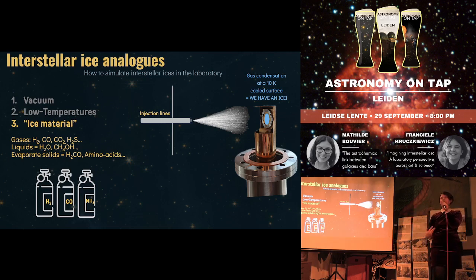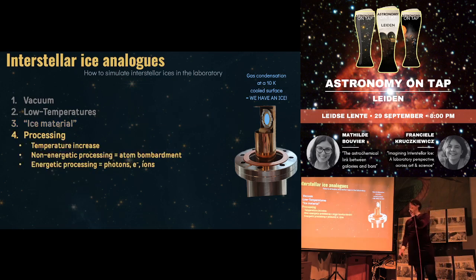And so the ice material that I have to deposit is a mix of gases. So you can have molecular hydrogen, carbon monoxide, carbon dioxide. I can also deposit liquids like water, or even evaporate solids to study the amino acids. And then I have injection lines where these gases are introduced. Then I have this mix of gases that reaches the surface, which is very cold, at 10 Kelvin. And then I form my ice on the surface of this device that is in the middle of an ultra high vacuum chamber.